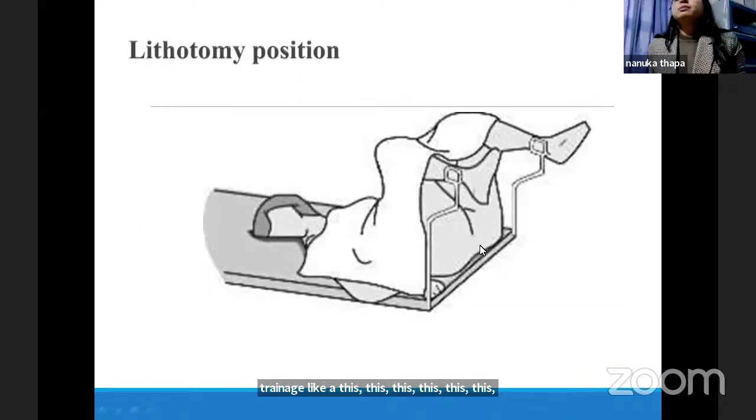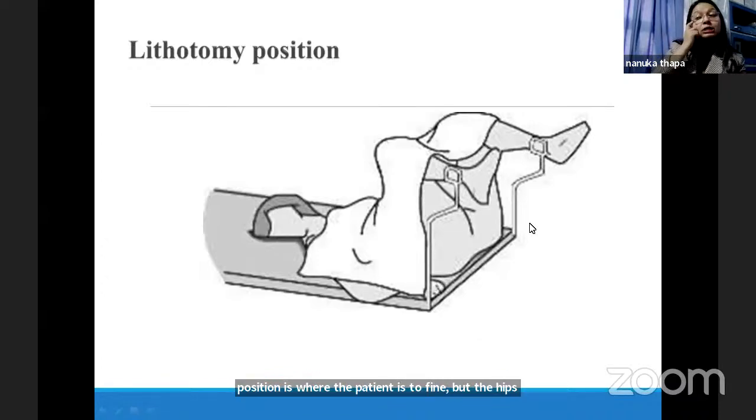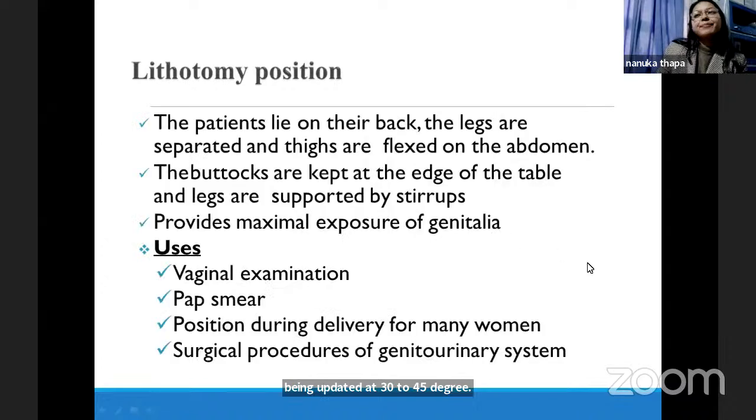Next is the lithotomy position. So lithotomy position is where the patient is supine, but the hips are being flexed at 80 to 100 degrees, and the legs are being abducted at 30 to 45 degrees. These are the stirrups where we hold the legs into place. The patient lies on their back, the legs are separated, and the thighs are flexed on the abdomen. The buttocks are kept at the edge of the table, and legs are being supported by the stirrups.